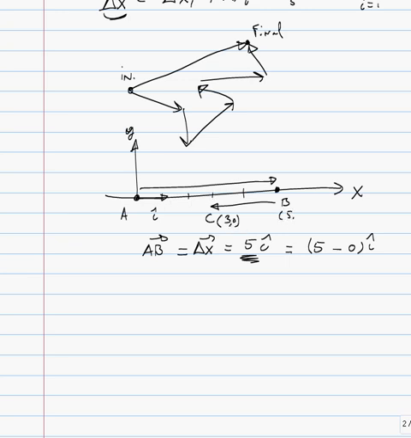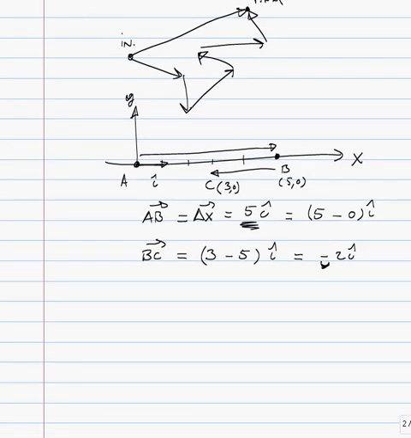B had the coordinate 5, 0. So now if I'm displacing from B to C, my position vector BC is position of C, which is the final position, minus the position of B, which is the initial position. Therefore, I will have 3 minus 5, and I'm doing this in the x direction. Therefore, I'm going to use my unit vector i. Therefore, my displacement BC will be minus 2i.